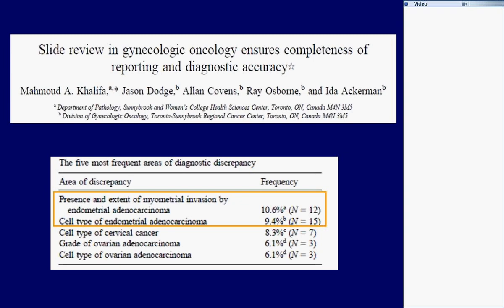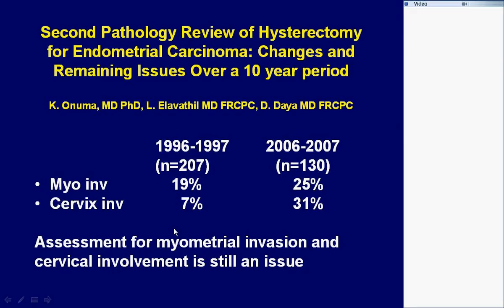Now, this issue about depth of invasion, cervical involvement is nothing new. As you know, Dr. Khalifa had reported this, I think it was in 2003, when they looked at the slide review, and I'm only going to talk about the pertinent issue vis-a-vis endometrium. The presence and extent of myometrial invasion was probably one of the biggest issues, followed by the typing of endocervical carcinoma. We have just completed a similar study looking at 2 cohorts of 1997 to 2006, just to see if we have made any improvement.